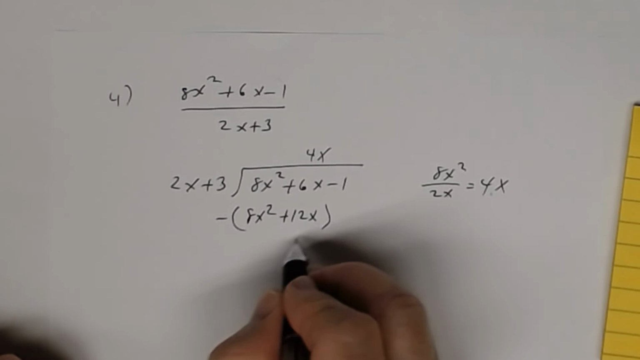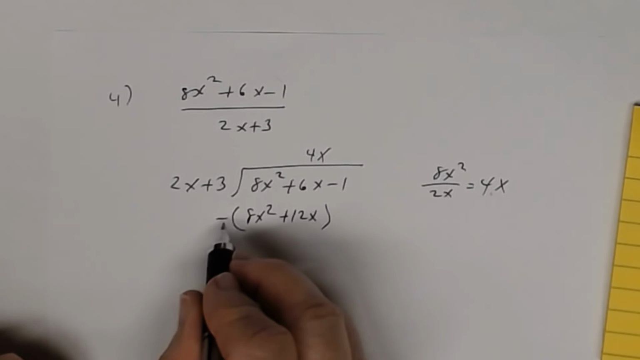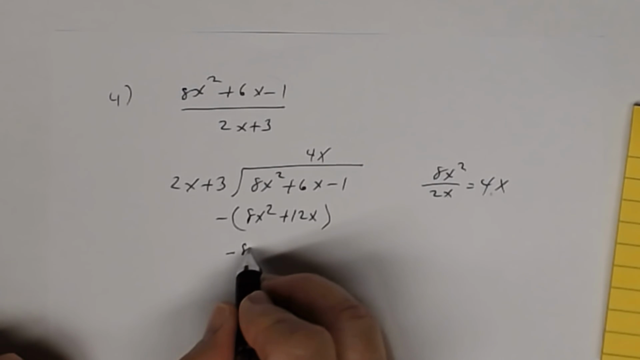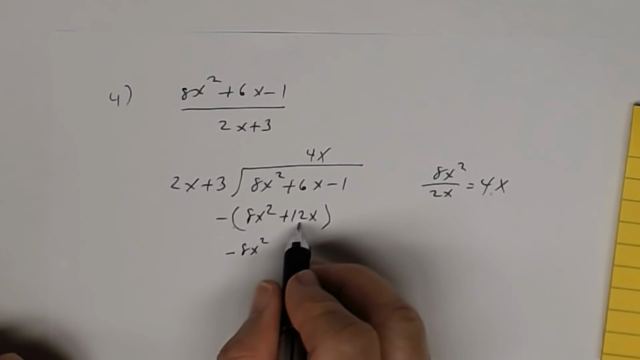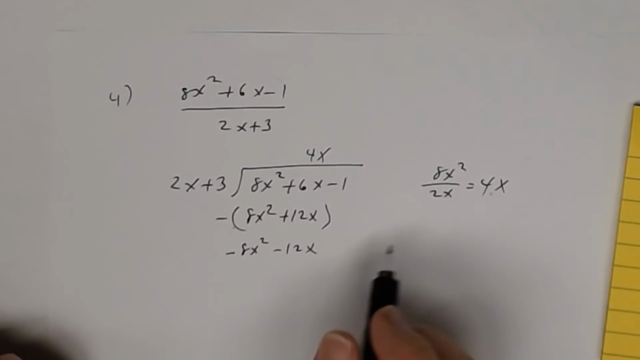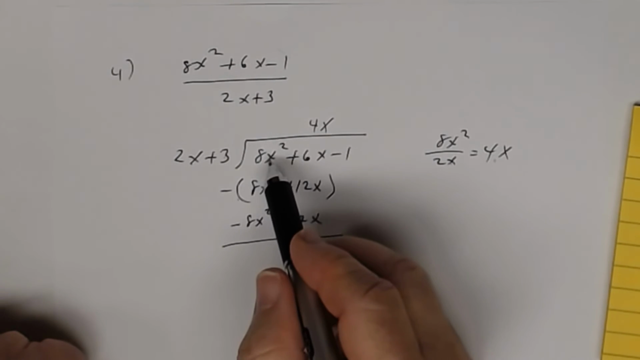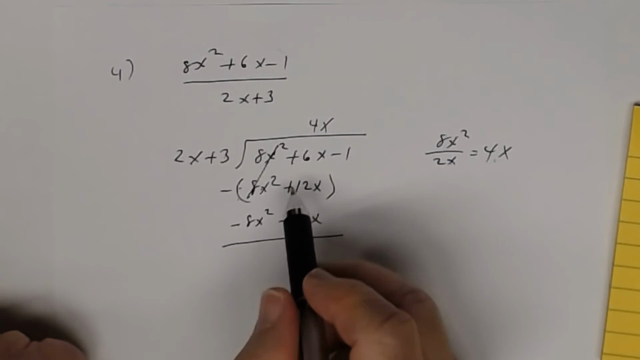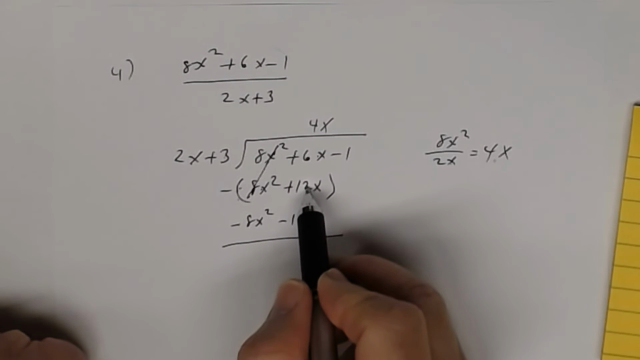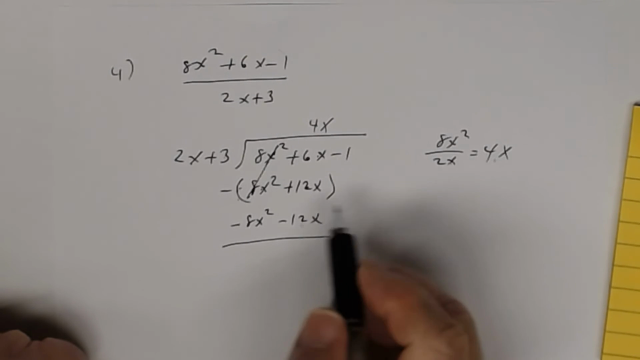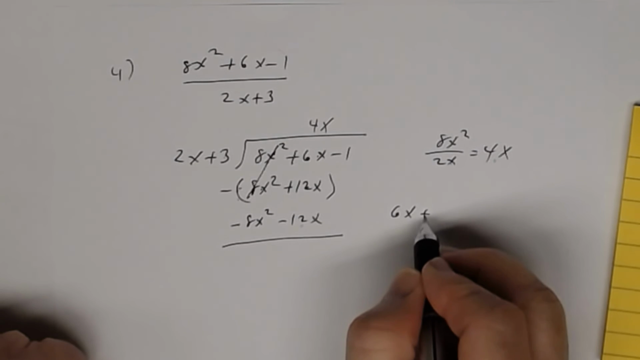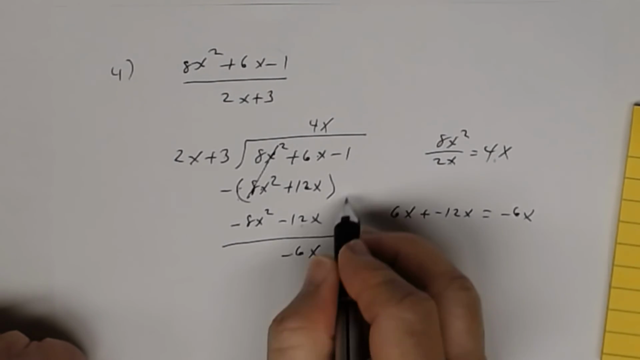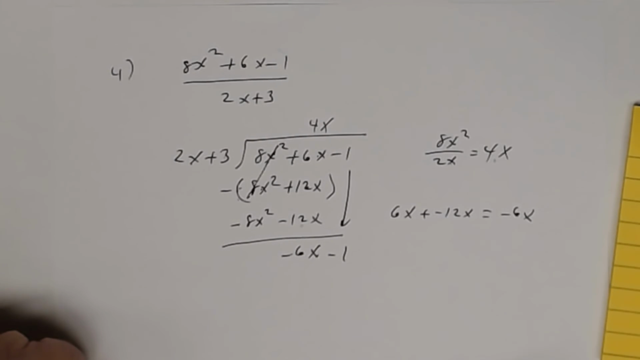4x times a positive 3 is a positive 12x. Then I subtract. But let's go ahead and rewrite this expression here. The opposite of 8x squared is a negative 8x squared. The opposite of a positive 12x is a negative 12x. Now let's simplify this. 8x squared minus 8x squared is 0. Those always have to cancel. 6x and a negative 12x is a negative 6x, right? So that goes here. And then minus 1. Bring down the minus 1.